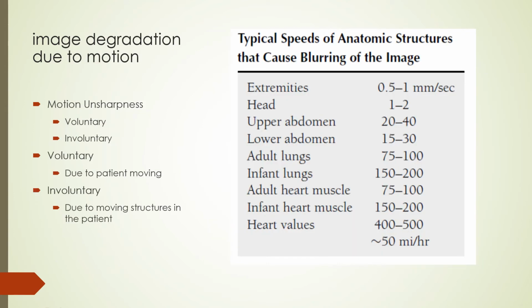Image degradation also occurs because of motion. Motion occurs because of involuntary physiologic processes or voluntary actions of the patient. Voluntary motion can be controlled by asking the patient to stay still. Involuntary motion, especially motion of fast-moving structures, is more difficult to control. One way to freeze motion is to use short exam times. In general, short exam times are desired to reduce both voluntary and involuntary motion if the tube current allows it. The table shows some anatomic structures and their speeds.